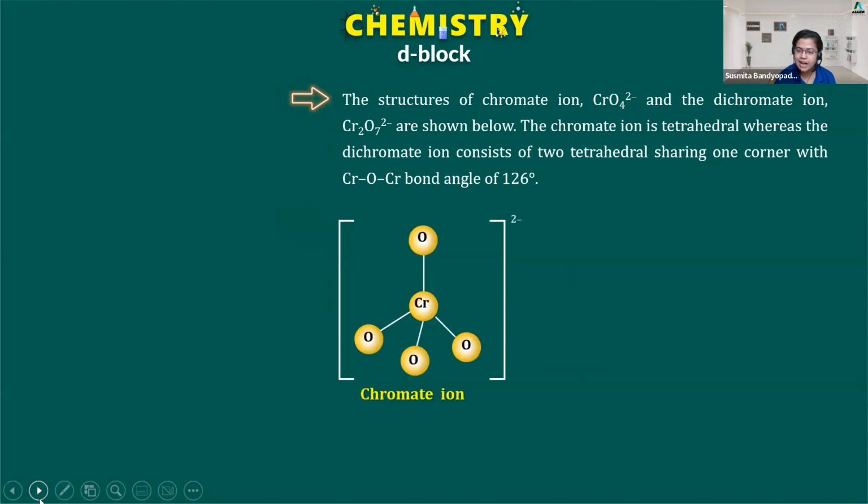So I'd asked this question about the hybridization of chromium. I didn't draw again because I know it will be here. So what will happen is, as you can clearly see, this is sp3 hybridized, tetrahedral.